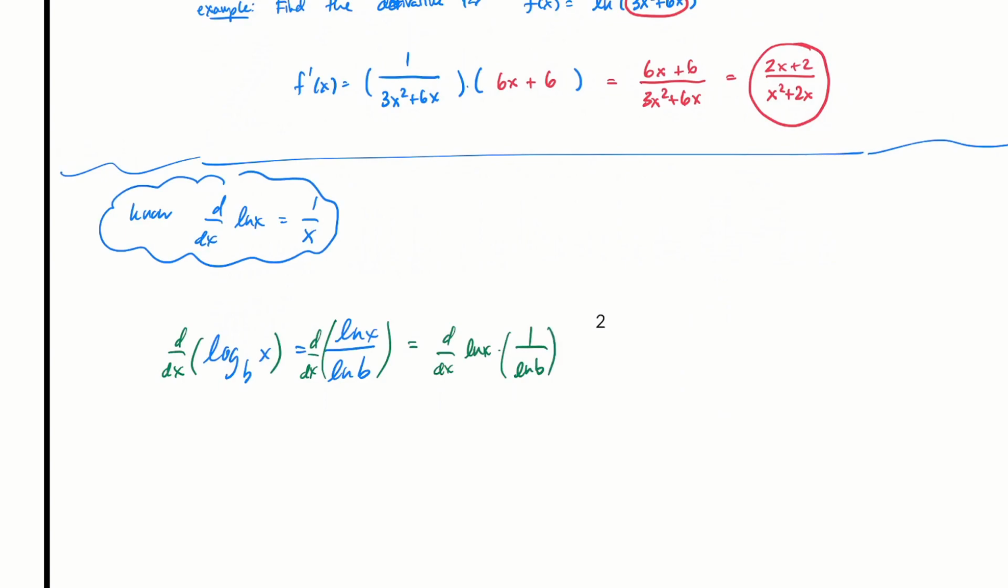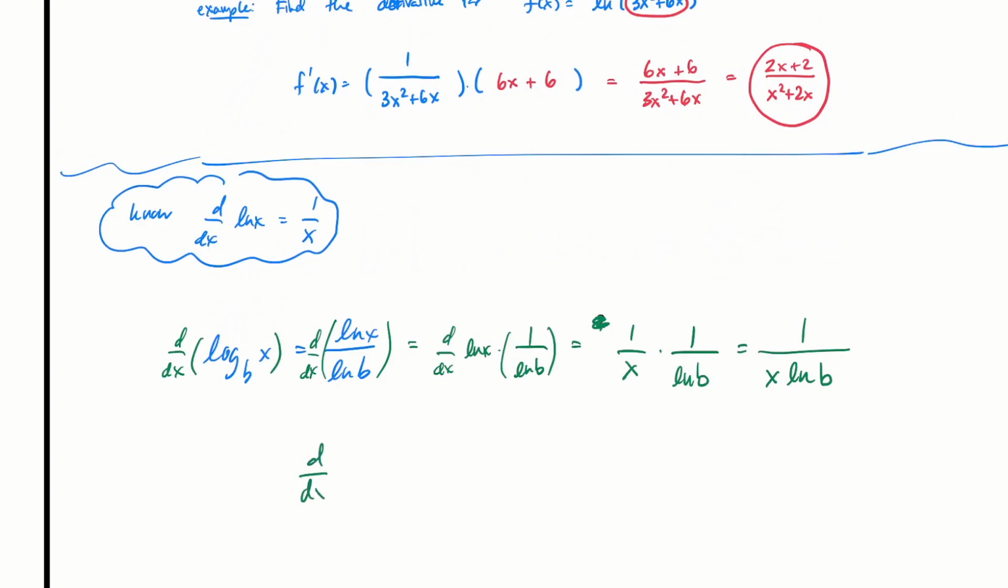It's like a scalar. So I'm really just taking the derivative of the natural log times this number, 1 over ln b. And we already know the derivative of ln x. It's 1 over x. So this is 1 over x times 1 over ln b. And so that's why you see this written as 1 over x ln b for that base.